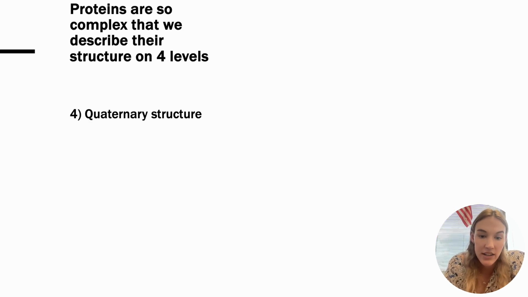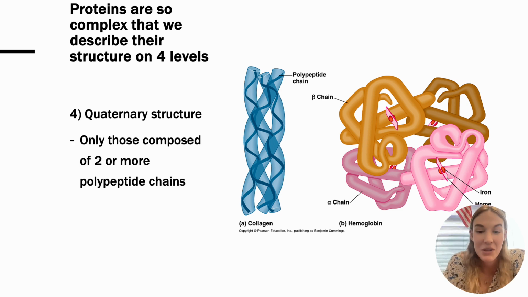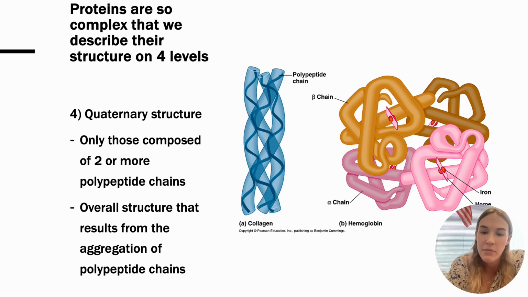Now the last one, not all proteins do this, but they can. Not all proteins can, but some of them can. And this is where we're going to have multiple polypeptide chains coming together to form basically a super protein. So the example I gave you in class was about myoglobin and hemoglobin.